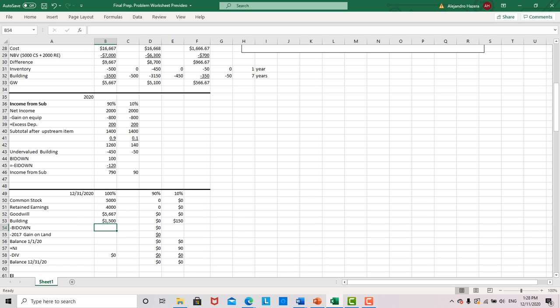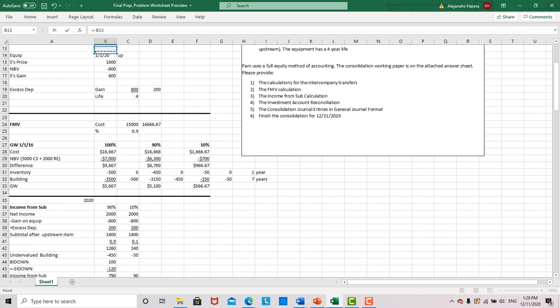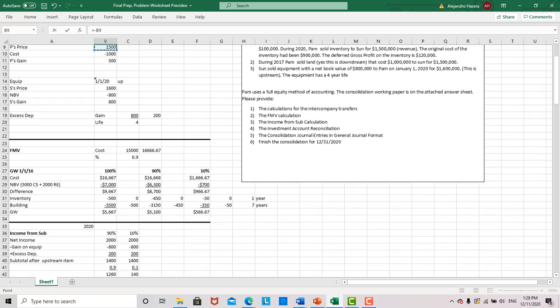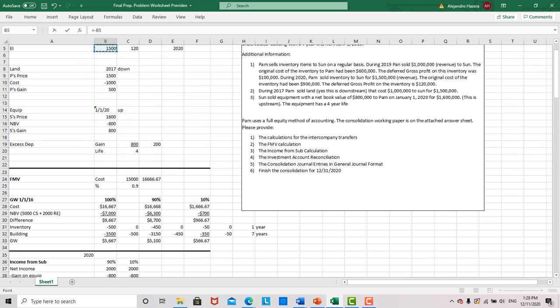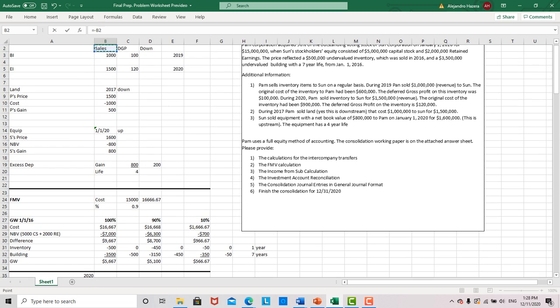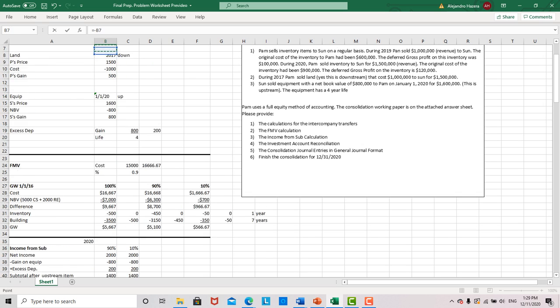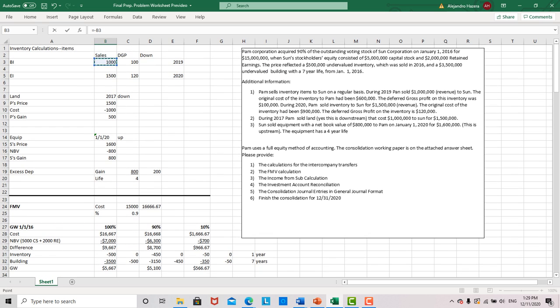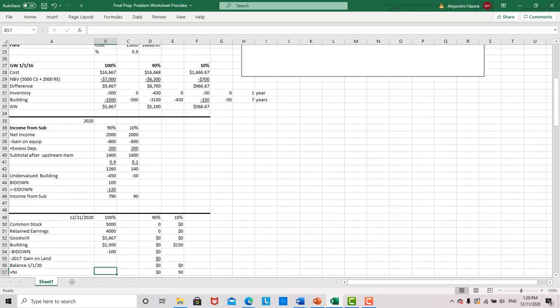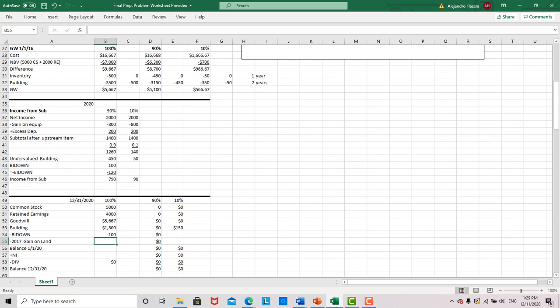So there's only two items that took place after this year. One is the deferred gross profit on the beginning inventory. So that's 100. And I'm going to do that again because that should be a negative. I'll explain why in a second. So beginning inventory is always in your investment account as a negative. The ending inventory can't be in there because it hadn't happened as of the beginning of this year.